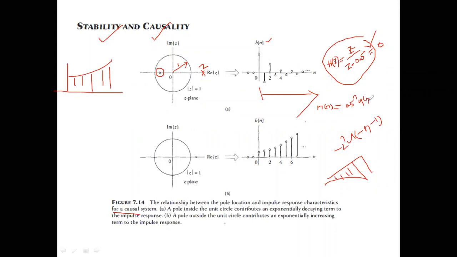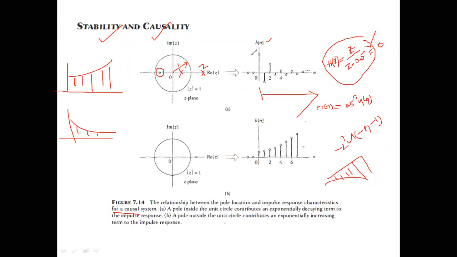0.5 to the power n into u of n means, how does that look like? That is straight away a decaying exponential. Now where does this pole lie? z minus 0.5 equated to 0. The pole here lies inside the circle. So then the system is going to be stable.